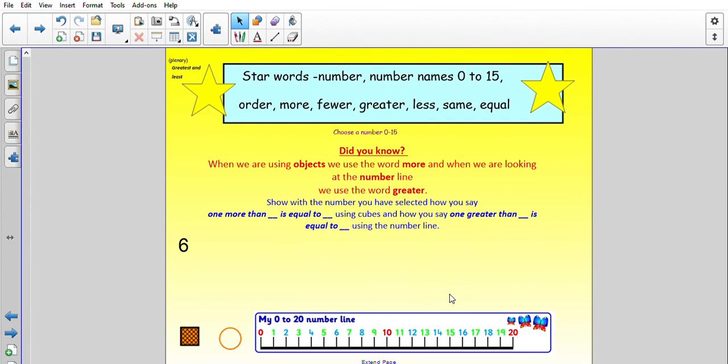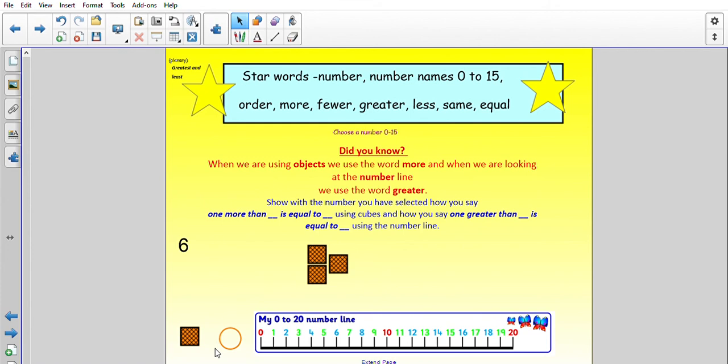There's lots and lots of language that we've been using, isn't there? Lots and lots of star words. We've been using things like more and greater and same and equal. And sometimes it can get a bit confusing, can't it? So I thought we'd just have another very quick look at how we use all of those words. Did you know that when we're using objects, we use the word more? So when we're using something like this, we'll say, I've got 2, and now I'm going to get 1 more. So what's 1 more?